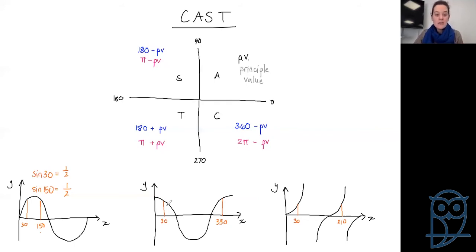So with cos, if you do cos of 30, you're going to get root 3 over 2. It's a special angle. If you do cos of 330, you're also going to get root 3 over 2. If you do inverse cos of root 3 over 2, you're going to get 30. But look where cos falls. Cos is positive here. 360 minus 30 is 330.